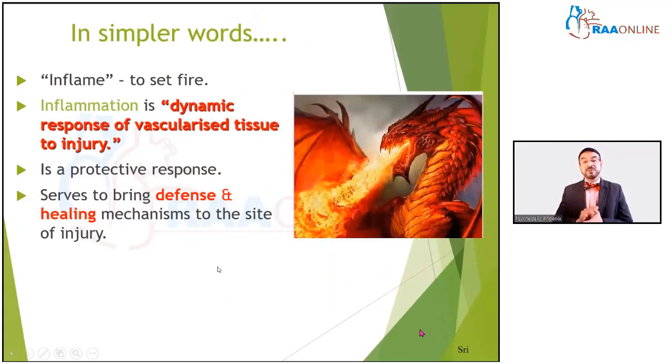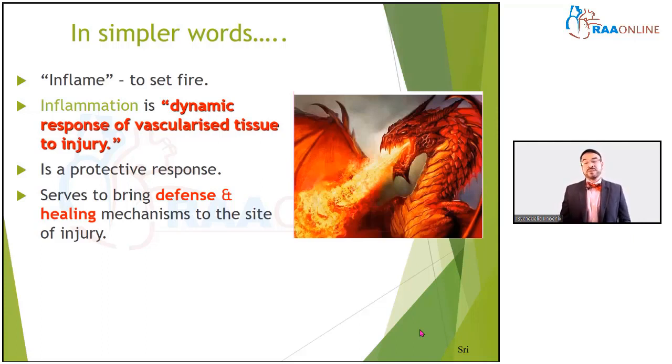Okay, so let's do this in simple words. In simpler words, inflammation means setting fire. It's like a dragon that breathes out fire. You set fire to the body. Why is it that when our body is inflamed, when we have an infection, we develop a fever? The body is inflamed, set on fire, because various processes in the body are switched on, by which the blood vessels respond. So this is a response of the vascularized tissue to injury.